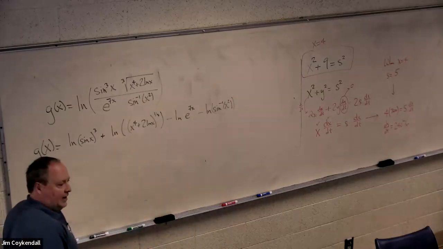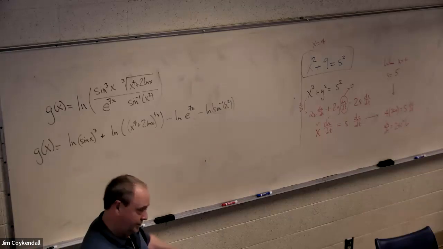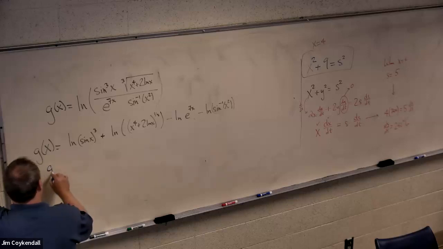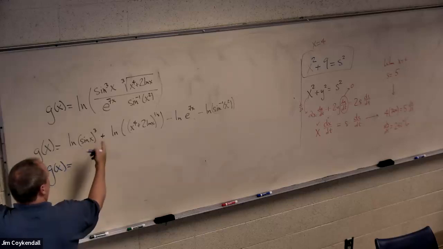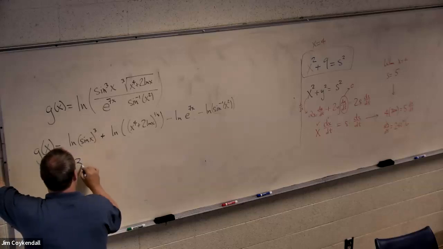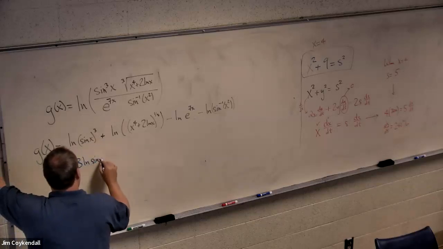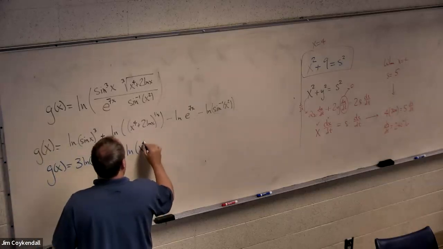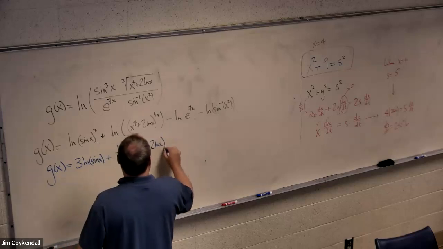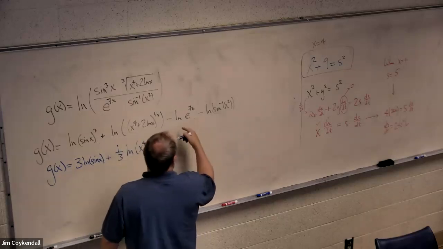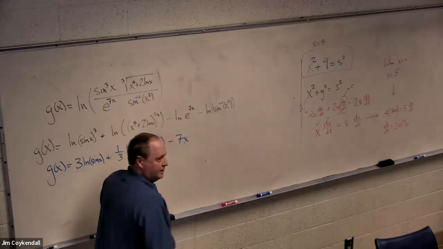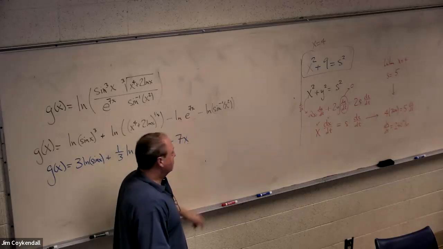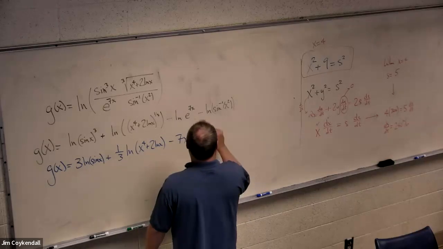Okay, does everybody understand that first step? And I actually want to do another step to make it even easier. All these exponents I can bring down. This is 3 log sine x plus 1/3 log of x to the 4th plus 2 log x. And this is just 7x, isn't it? Because log of e to the 7x is just 7x. And this is minus log.